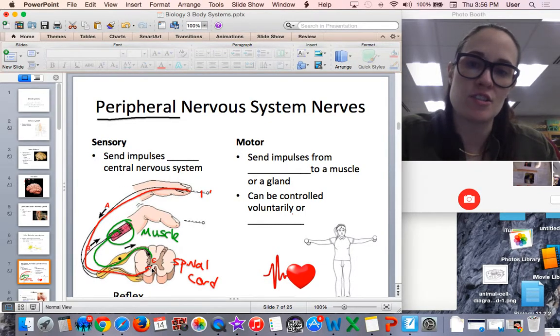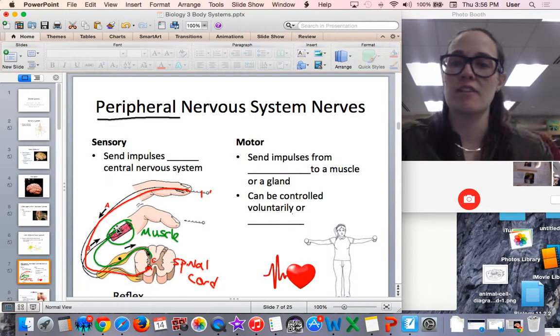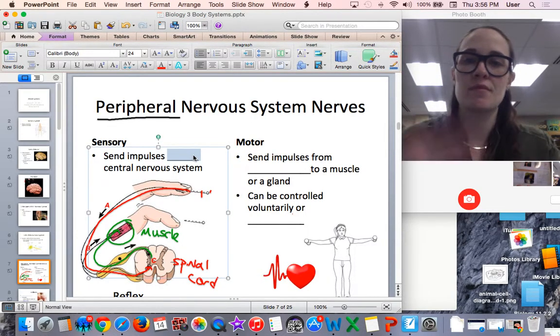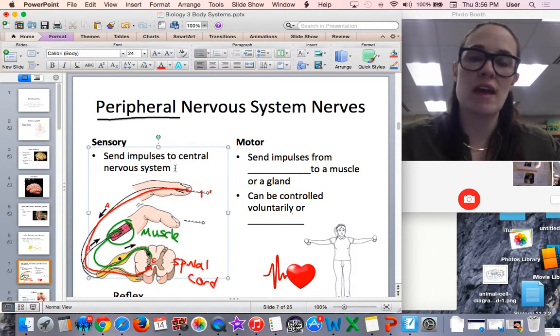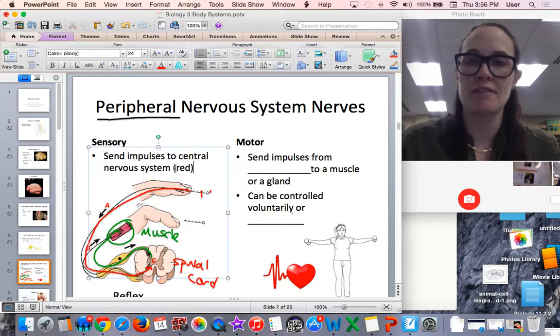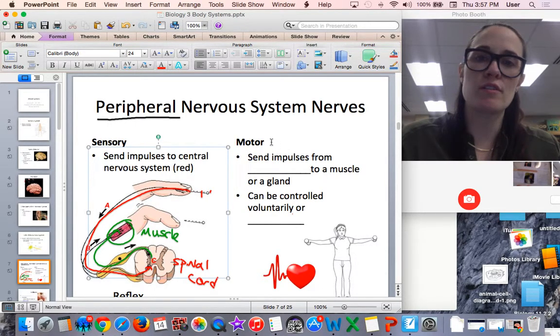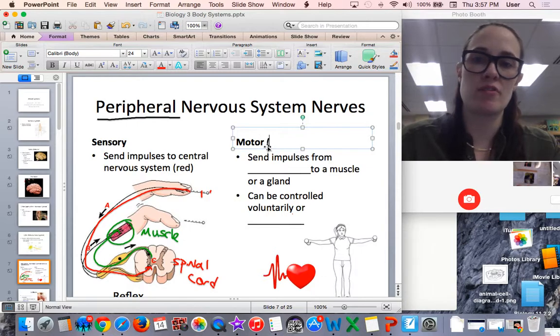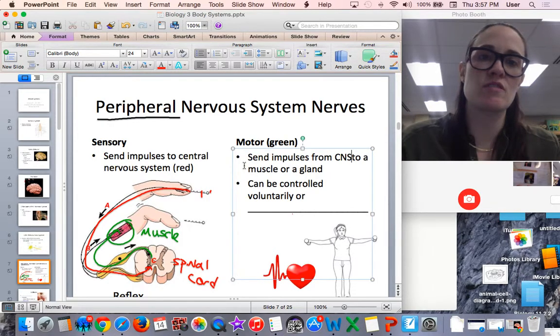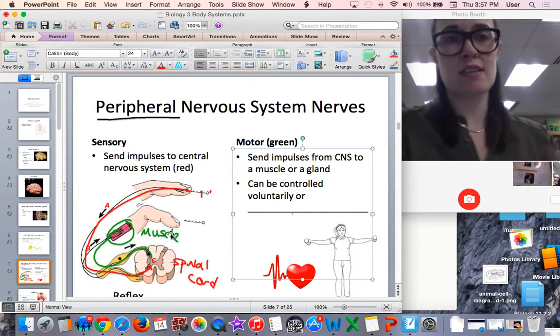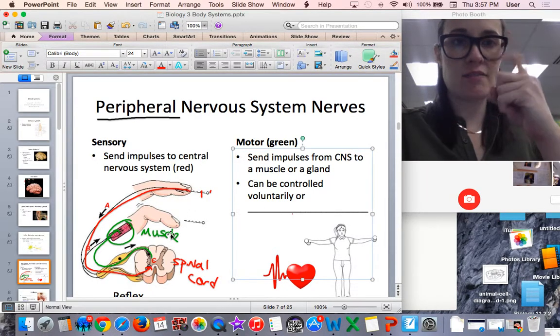It's sending that message to the spinal cord. That spinal cord is then sending a response back to the muscle in the finger, telling you to lift your finger up. So sensory nerves send impulses to the nervous system. That's represented by the red in this picture, the red line. The motor nerves, that would be the green in this picture, send impulses from the central nervous system, I'm going to abbreviate here, CNS, central nervous system, to a muscle or gland. In this case, it's telling the muscle in your finger to lift up.